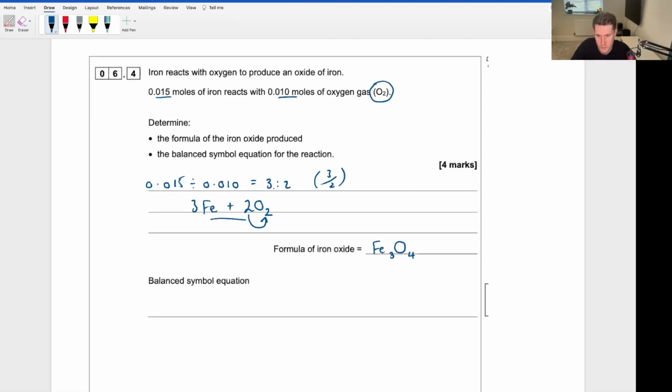So this shows me I've got a 3:2 ratio. So I start off with 3 Fe and I react it with 2 O2. Okay, that's your starter, that's your 3:2 ratio. And that will make Fe3O4. 3 irons and 2 times 2, which is 4 oxygens. All right.